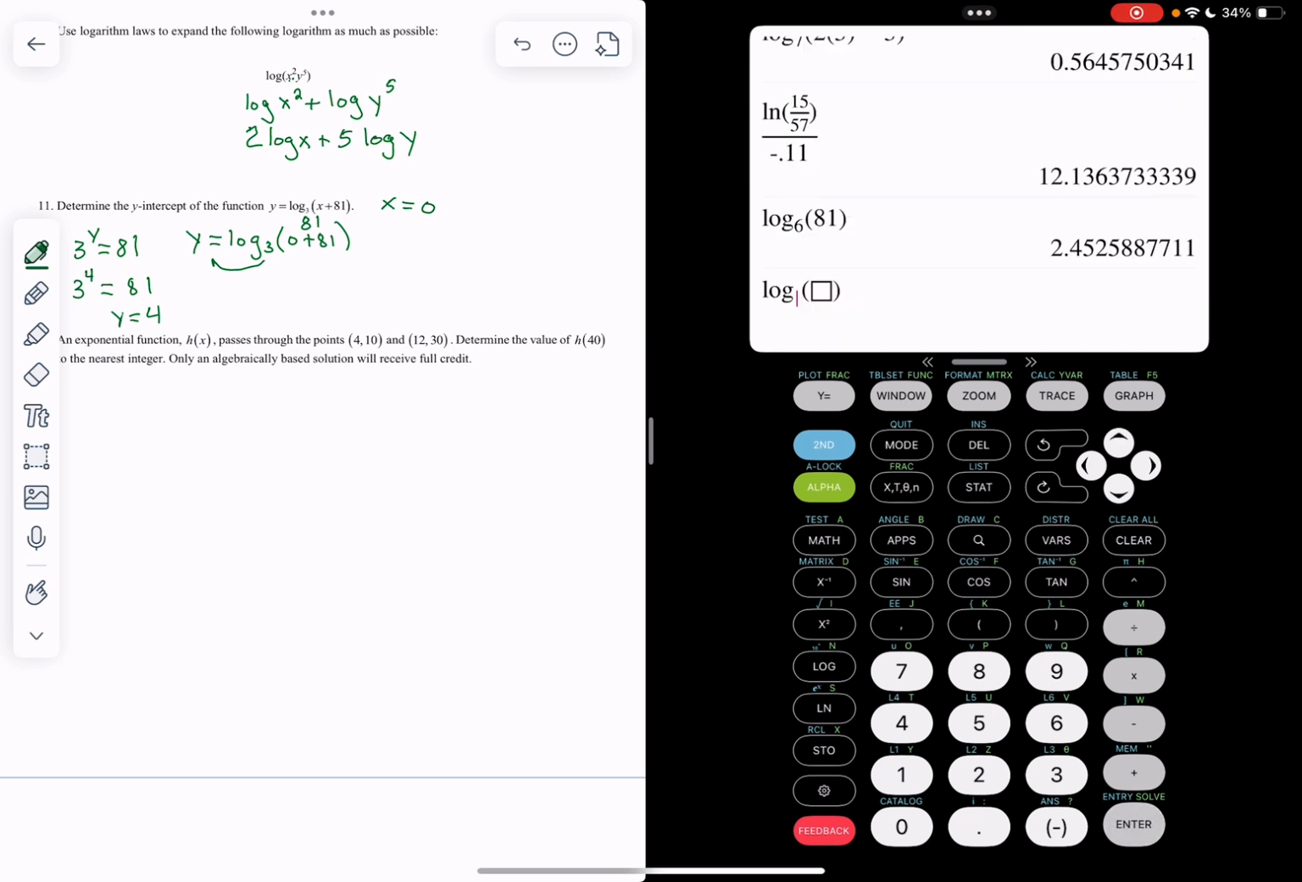Okay, let's try this one, right? So let's try the base that it actually is, 3, 81. And again, it's 4. Y is equal to 4. All right.